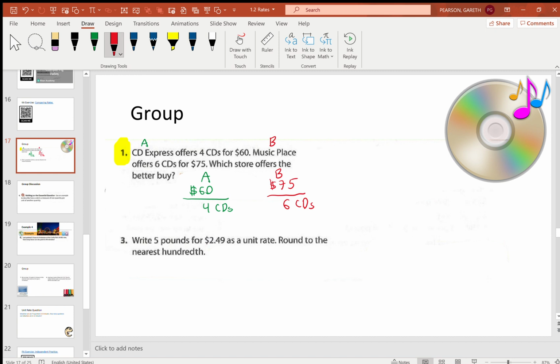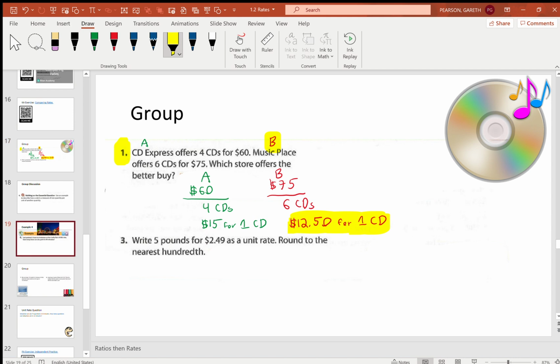Now, which store offers the better buy? Well, if I go ahead and divide on the left, 60 divided by 4 should give me $15 for 1 CD. Yeah? And then option B, if I divide, that's 75 divided by 6. It will give me $12, and it gives me 12.5 in the calculator. That's $12.50 for 1 CD. So between these two, go ahead and pause. See which one you think is cheaper. Yes, you are correct. If you chose option B, it is option B. $12.50 is way cheaper for a CD than 15. Okay, let's move on to the next example.